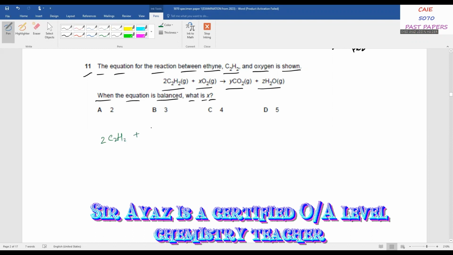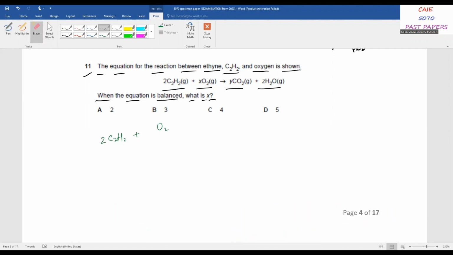2C2H2 plus XO2. I'm not writing X here. Getting CO2 plus H2O. Now start balancing the equation. We have 4 carbon atoms on the left hand side, or the reactant side of the reaction, so I will write 4 before CO2. Hydrogen is also 4 on the left hand side of the reaction equation, so I will write 2 here.